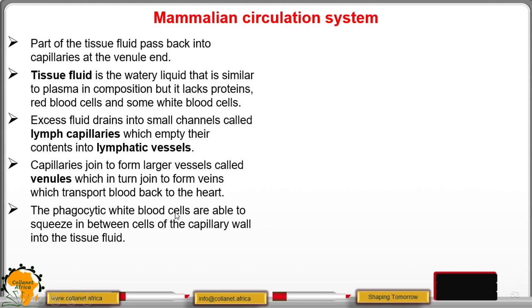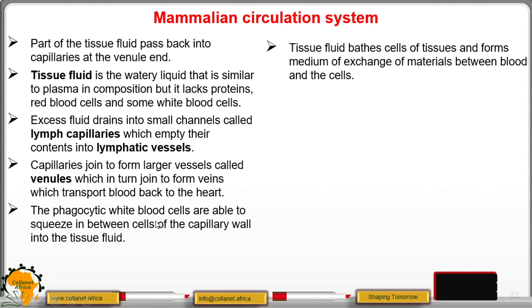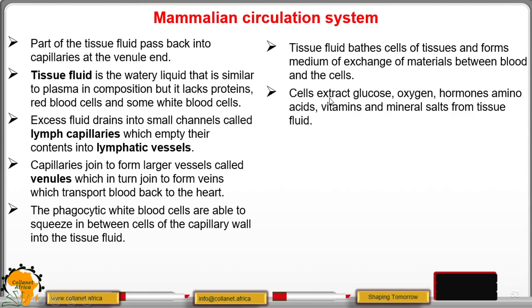The phagocytic white blood cells are able to squeeze in between cells of the capillary wall into the tissue fluid. The tissue fluid bathes cells of tissues and forms the medium of exchange of materials between blood and the cells. The cells obtain oxygen, glucose, hormones, amino acids, vitamins, and mineral salts from the tissue fluid. Cells also release carbon dioxide and urea into the tissue fluid.